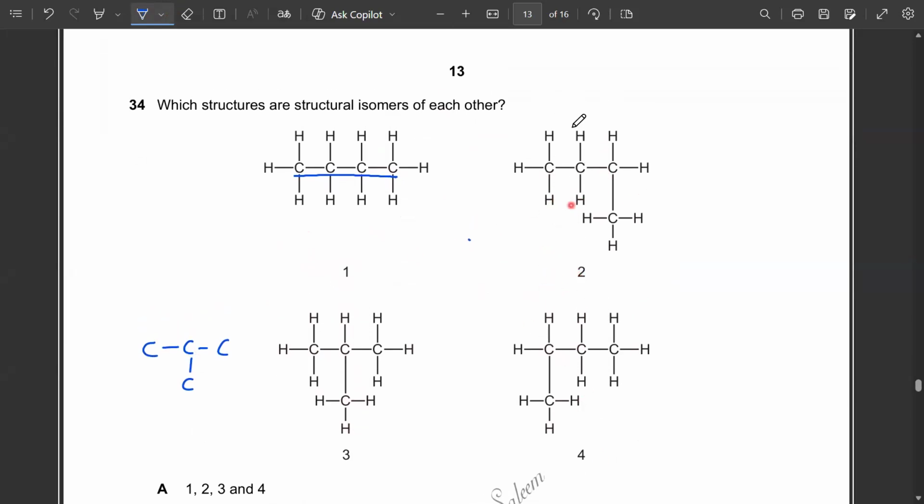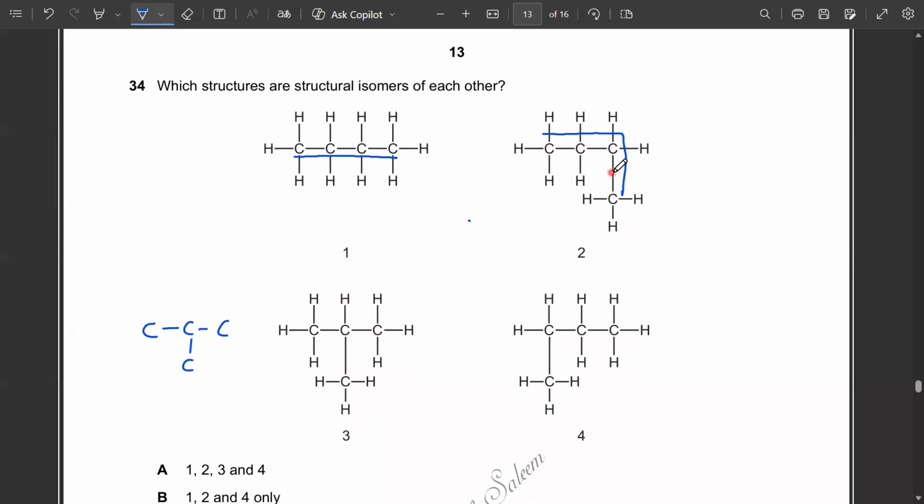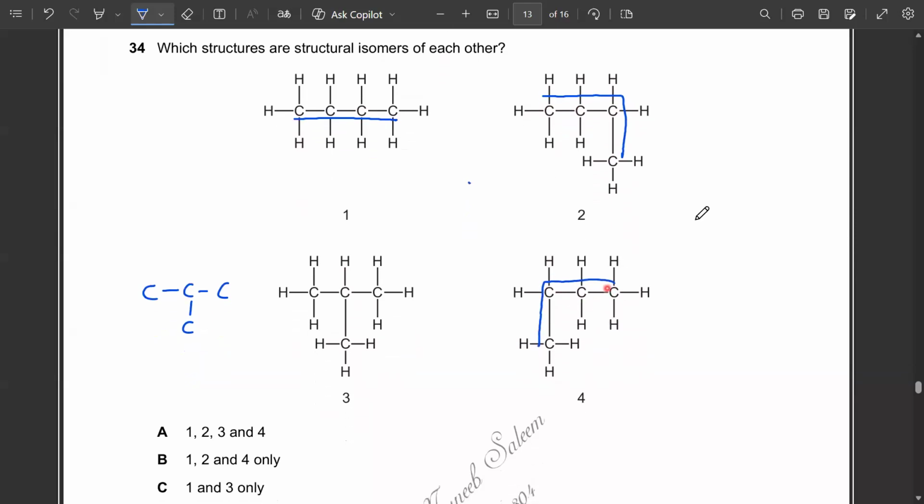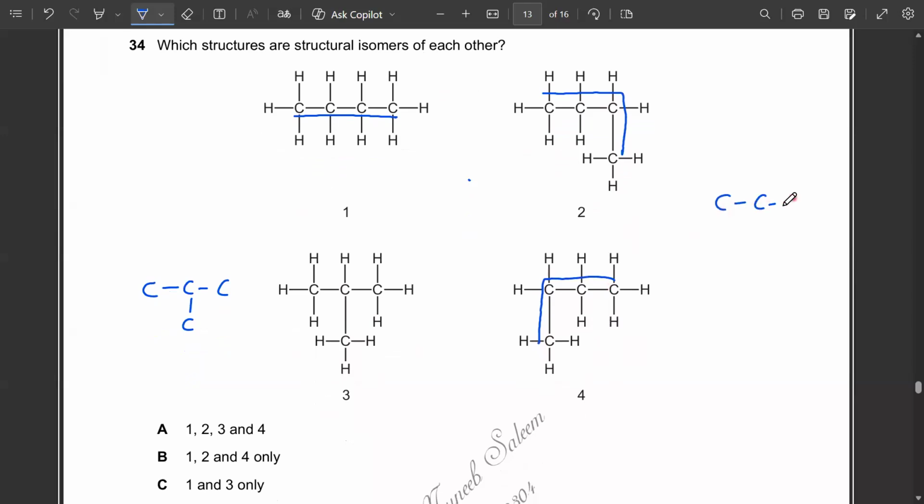compound 2 and 4, we should look carefully. There is basically a linking in the straight chain form. You can see that all the carbon atoms are linked continuously. There is no intersection, there is no branching over here. So compound 2 and compound 4, they both are representing the same sequence. This one is also a straight chain, and this one is also a straight chain. So they are not isomers of each other.